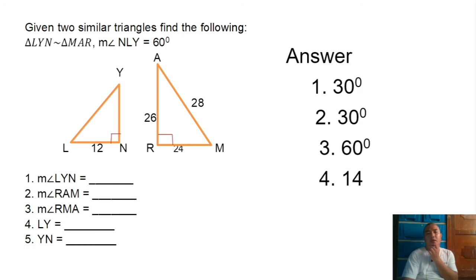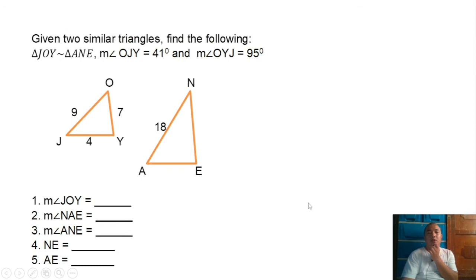What's the length of LY? LY is 14, 1/2 of 28. See, the ratio is 1/2. How about YN? 1/2 of 26, which is 13. Okay, another. Given two similar triangles, find the following. Triangle JOY is similar to triangle ANE.